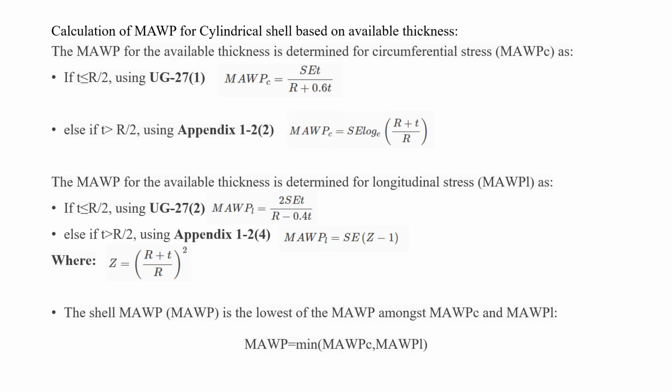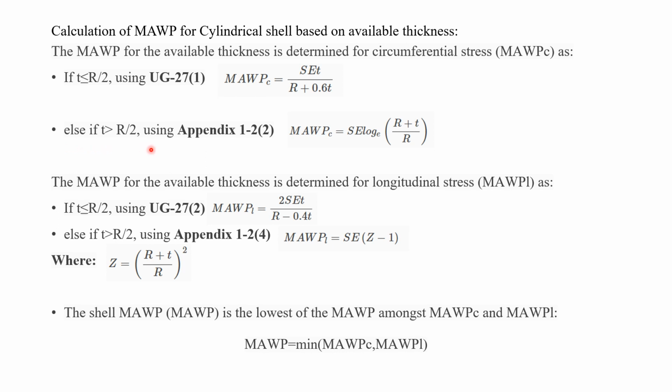Moving on, next is the MAWP. MAWP is the maximum allowable working pressure. Now we have found the thickness T, in mm, whether 5 mm, 10 mm, or whatever we have received. Based on that, in accordance with the thickness of the shell, your MAWP will be determined. Here also we have a range. If the thickness is less than or equal to R by 2, where R is the internal radius, in that case you have to use UG-27(c)(1) MAWP formula for the circumferential stress value.